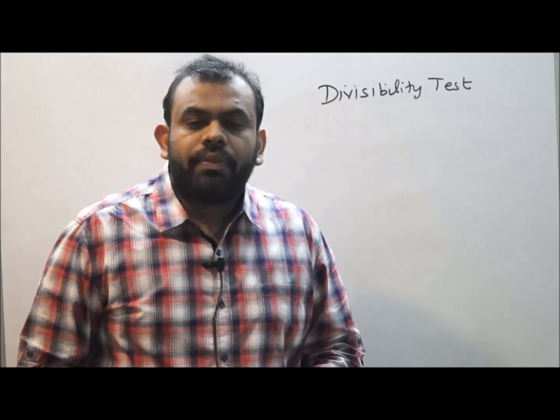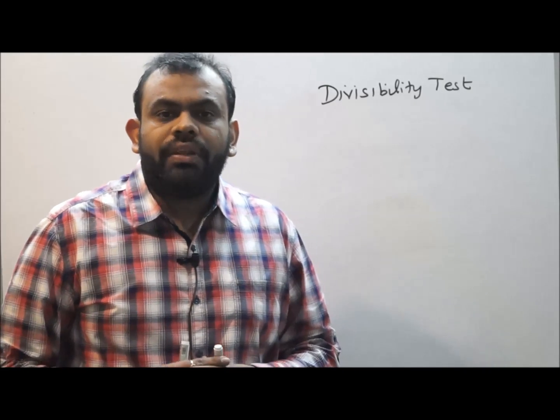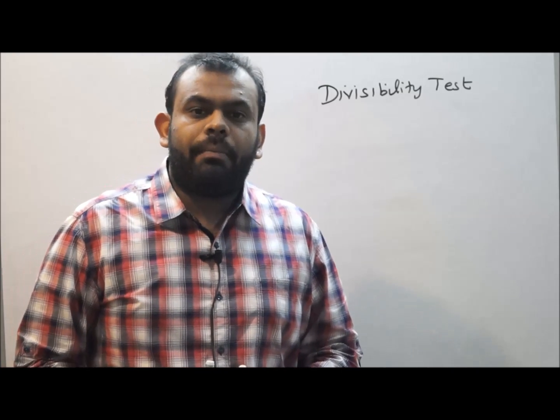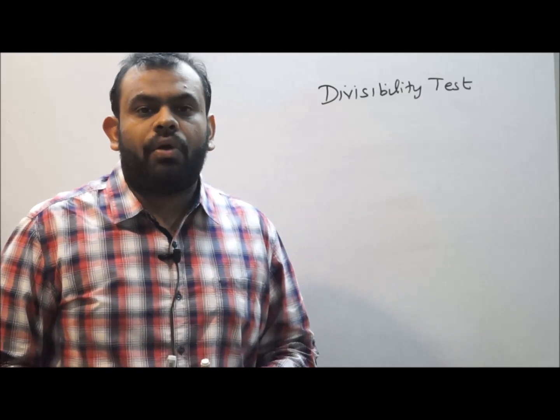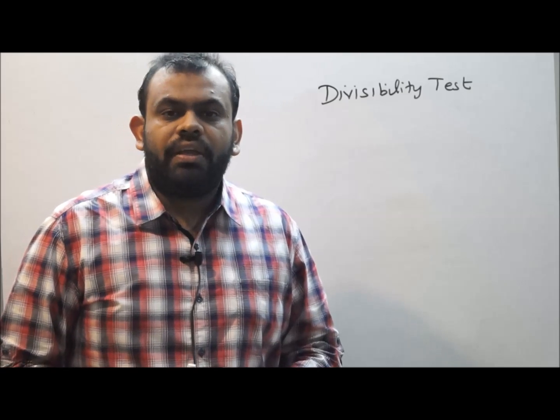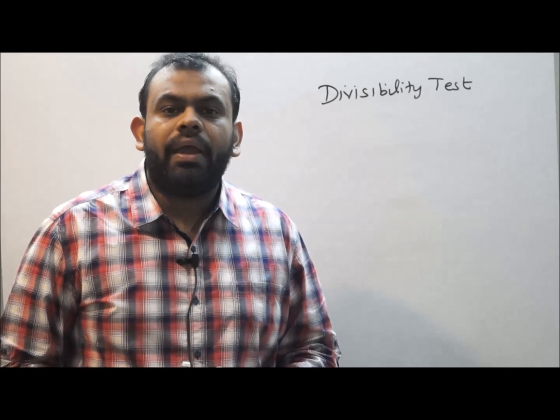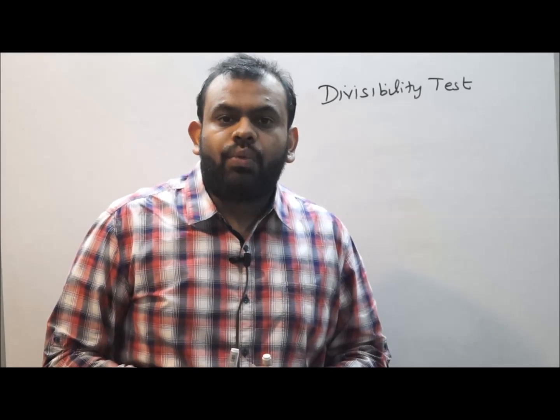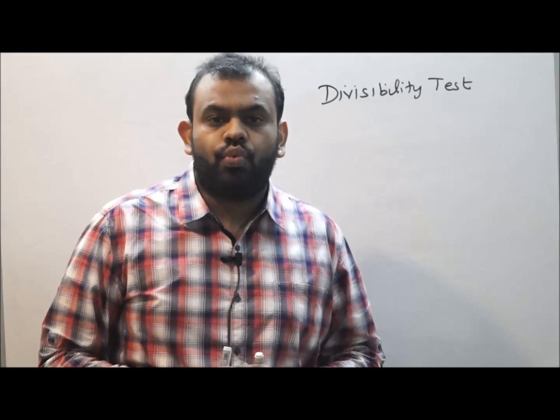To start off with, each and every number on the earth is divisible by 1. So each and every number, whatsoever be the number, even number, odd number, each and every number is divisible by 1. Let us move ahead and understand which number is divisible by 2.